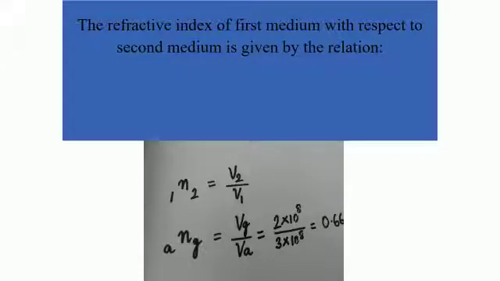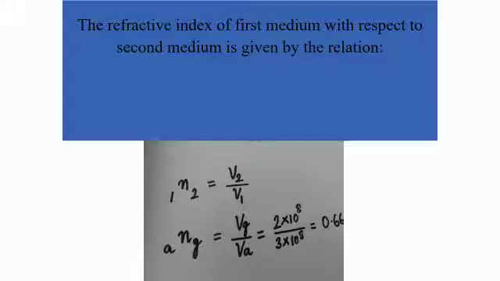Similarly, the refractive index of the first medium with respect to the second medium will be given by the relation: refractive index of first medium with respect to the second medium is equal to velocity of light in second medium upon the velocity of light in first medium. So accordingly we have refractive index of air with respect to glass, that will be equal to velocity of light in glass upon the velocity of light in air, which is equal to 2 into 10 raised to 8 upon 3 into 10 raised to 8. That comes out to be 0.66.